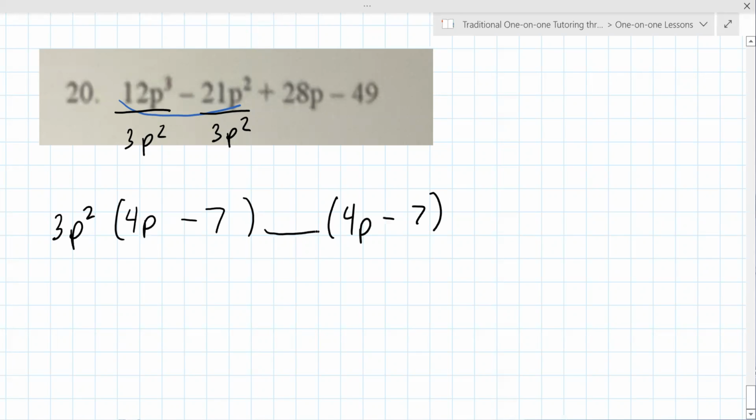And then you've got this placeholder. So we've got to put something there. There are a couple of ways to do this, but I think the easiest way is to look at the constant and ask yourself: what do you multiply the constant by to get back to the previous line? 7. And then what you hope is that it works for the other one. It does. 7 times 4p is 28p. You got it.